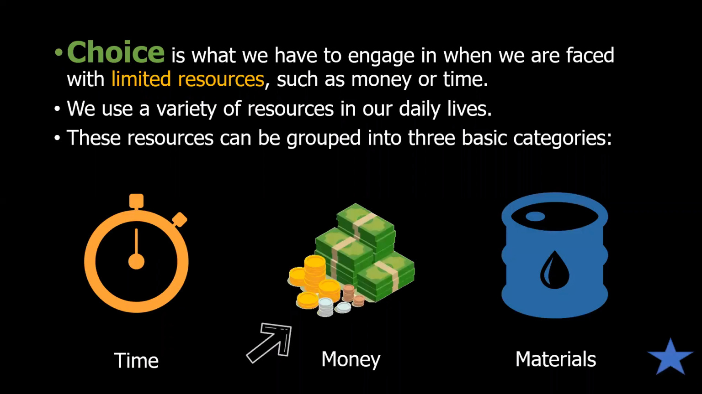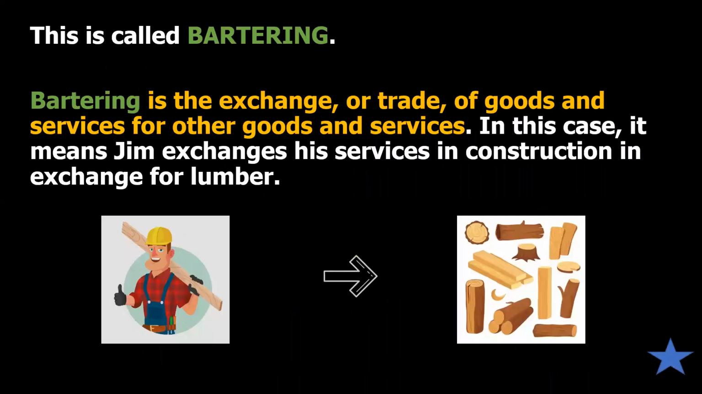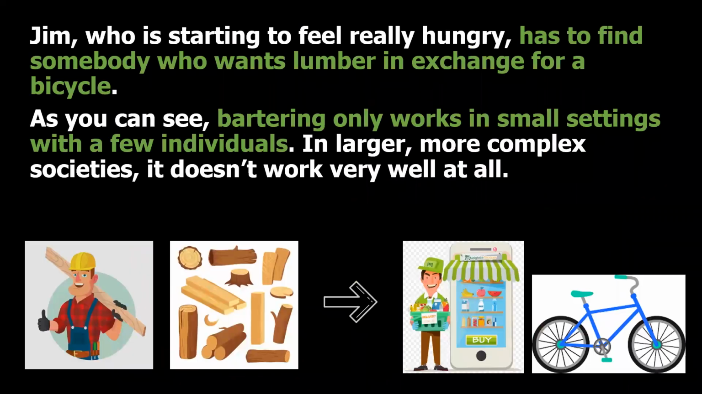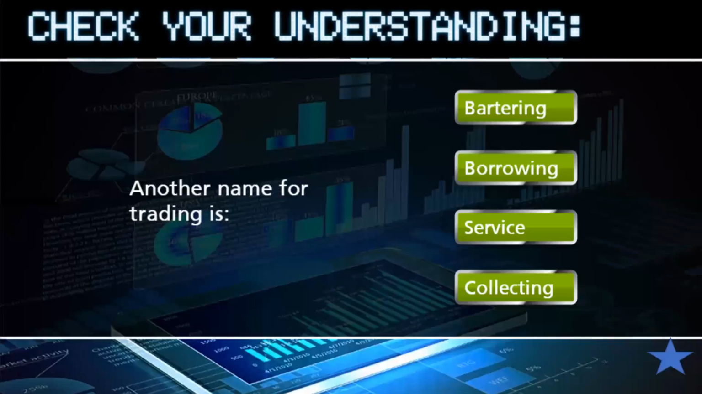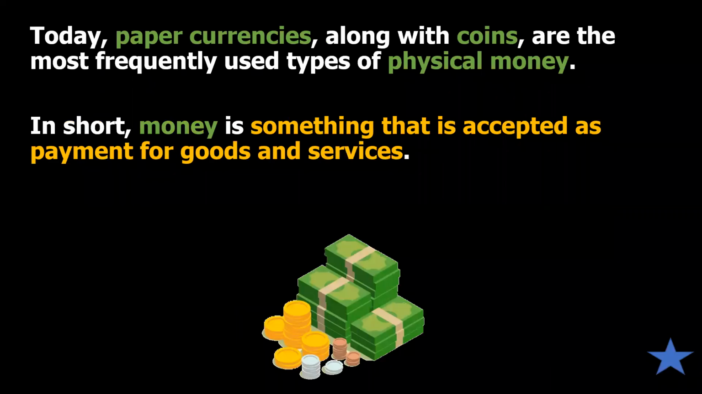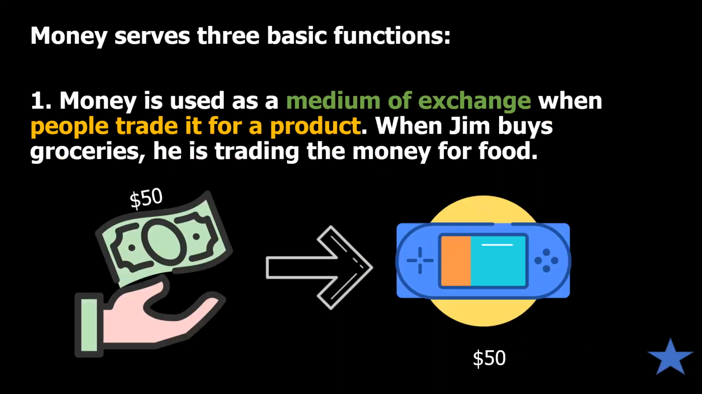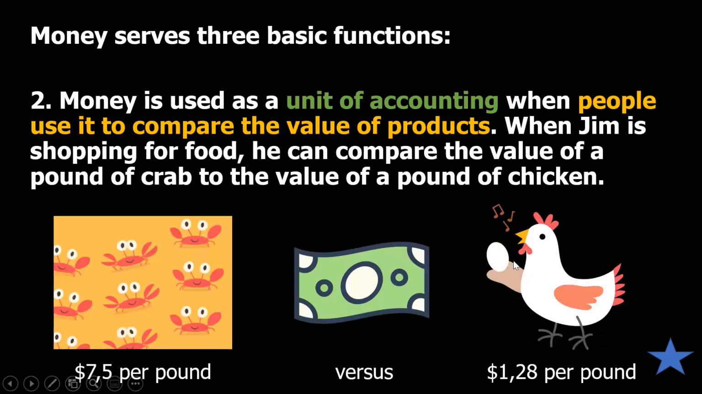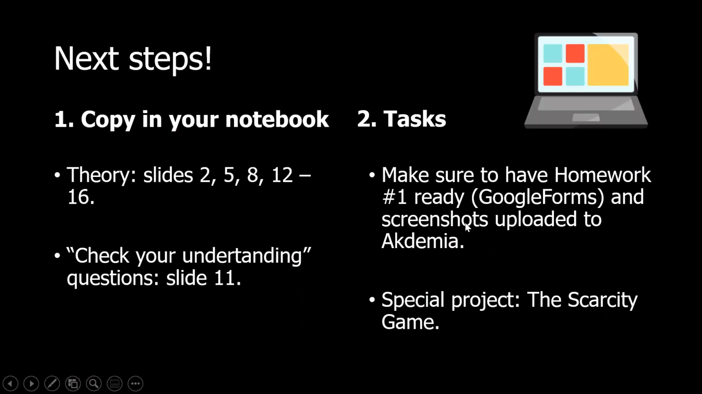First of all, types of limited resources, the definition of bartering, the limitations of bartering, the objects that humans first used to make it easier to exchange goods and services, and last but not least, the definition of money and the types of functions that money has. Medium of exchange is number 1, unit of accounting number 2, store of value number 3.